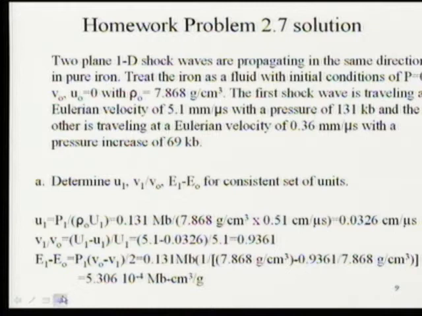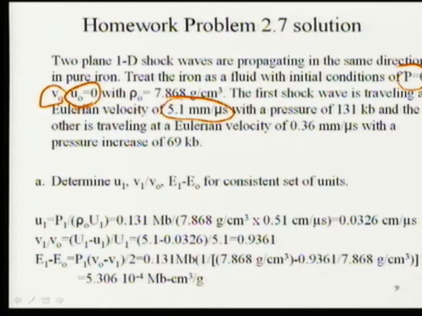And since I've already made the assumption that we're going to treat things as fluids in this first semester, unless I note differently, we're going to use the equations and solve for the parameters. So the initial condition is pressure zero, initial volume, and the particle motion is zero ahead of the first shock. It's traveling at lab velocity, or Eulerian velocity, of 5.1 millimeter per microsecond. And the pressure in that wave is 131 kilobars.